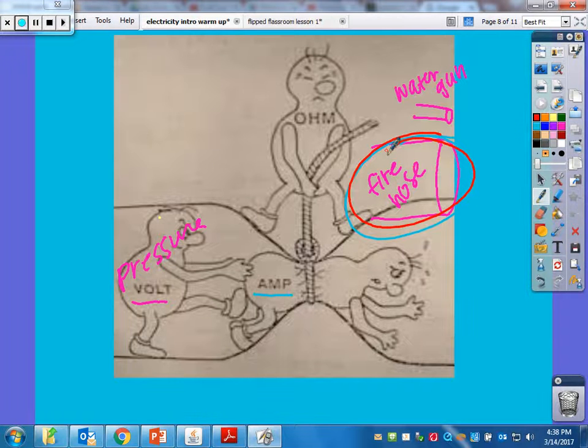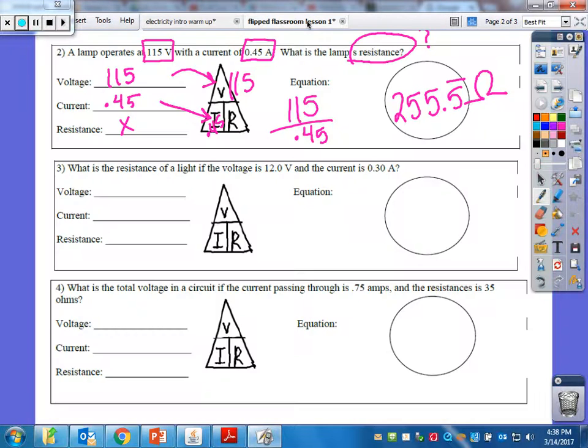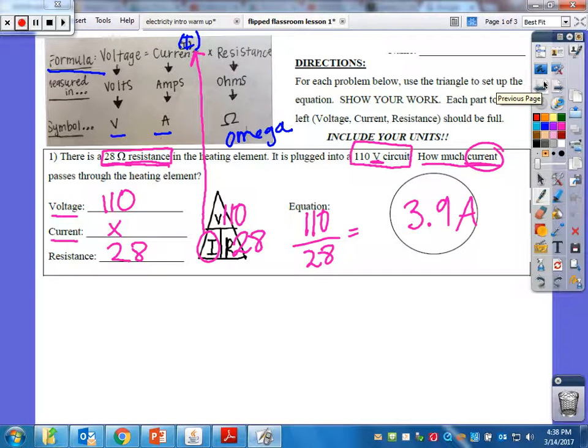So let's go back to the equations. What is the resistance of a light? So it's even asking you up front the question, what is the resistance of the light? If the voltage is 12 volts, and the current is 0.3 amps. 0.3 amps. Well, which is amps? Let's go back to our formula. Amps, look for the word amps and follow it up. It's current.